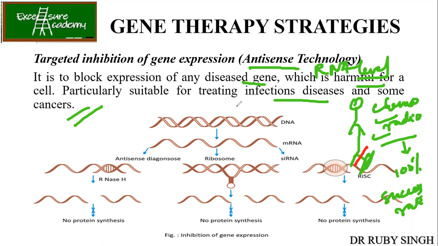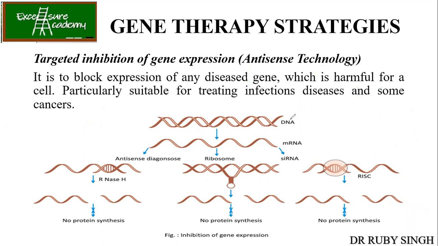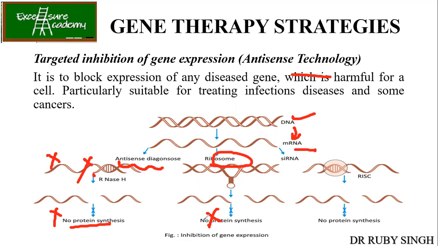Okay, so coming back to the topic. You have the DNA. After transcription, you get the mRNA. Now, we know that there are three possibilities in the case of antisense technology. There is an RNase H, which can bind to the mRNA and make a cut. So what will happen? No mRNA means no protein. The other is to make a cut into the ribosome itself. So again, no protein synthesis.